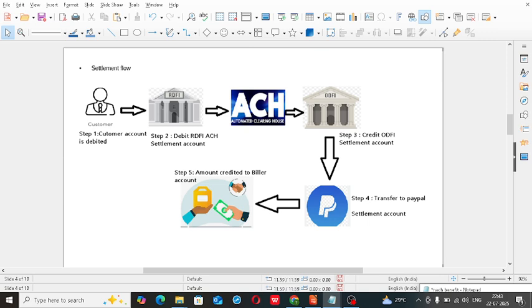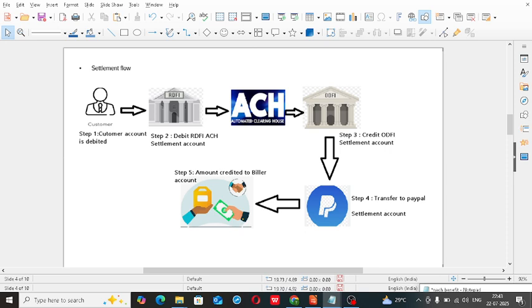One more time, I will explain the settlement flow. First, the customer account debit happens. That amount is credited to the RDFI settlement account, the receiving depository financial institution settlement account. Again, the RDFI account debit happens. That debit is credited to the ODFI, the originating depository financial institution settlement account.